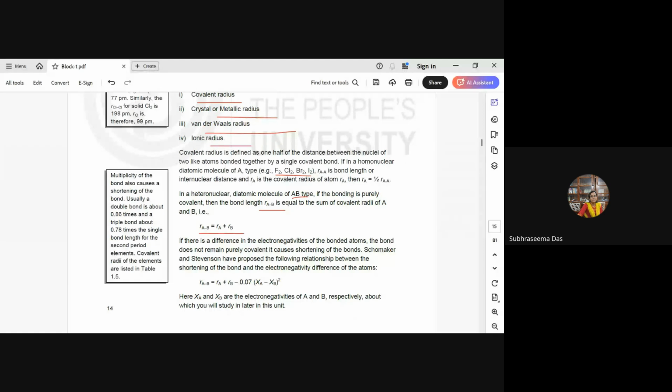Now, this is not very easy to calculate, because once we consider the difference in electronegativities, we will be using this formula. It was proposed by Shoemaker and Stevenson, and it takes into account the difference in electronegativity. The radius of the AB molecule will be given as radius of A plus radius of B minus 0.07 times (chi of A minus chi of B) whole squared. So what are chi A and chi B? They are the electronegativities of A and B respectively.